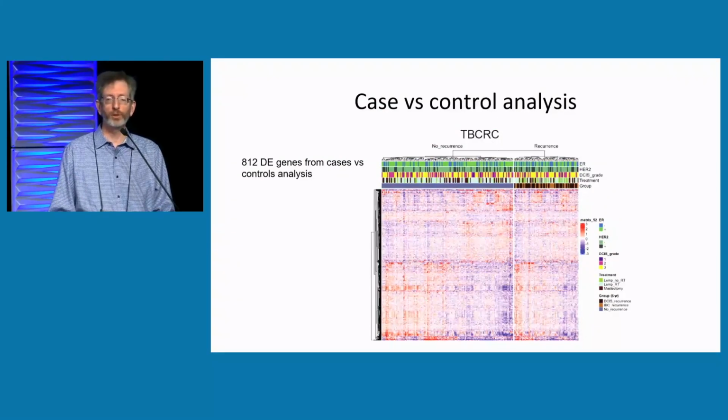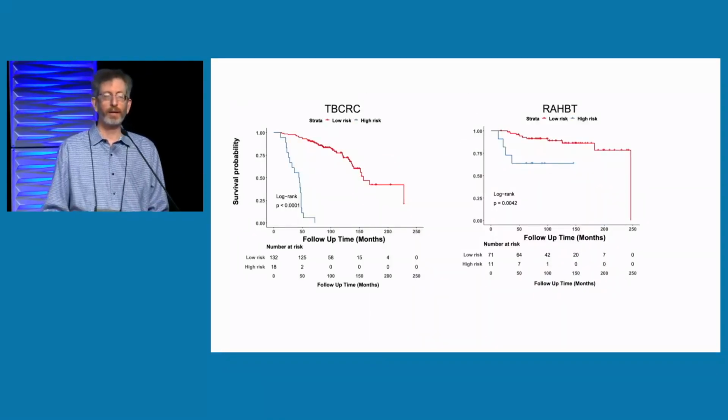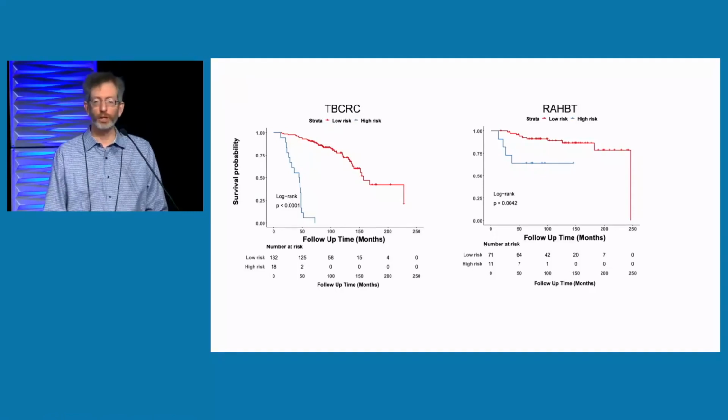In this case, we used a case versus control analysis, starting out with the TBCRC cohort. In that cohort, we identified 812 genes that correlated with risk. Here we're showing the Kaplan-Meier curve showing that in the original training set, of course, we can see that there's a big difference in high risk and low risk DCIS outcomes with respect to both invasive breast cancer and DCIS. In the validation set, the RAHBT set, we can demonstrate we also see this risk as well.